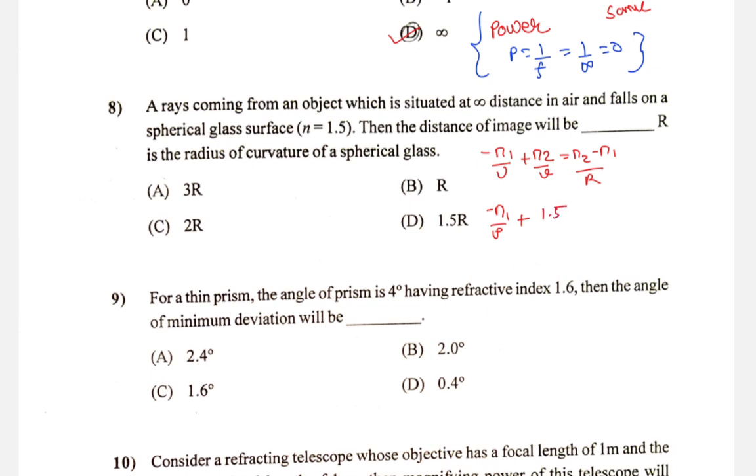First medium will be our air, therefore 1.5 by v is equal to (1.5 minus 1) divided by r. So our answer will be 1.5 by v is equal to 0.5 by r, and we have to find the image formation. So v is equal to 1.5 by 0.5 into r, which is 3r. So the answer will be 3r.